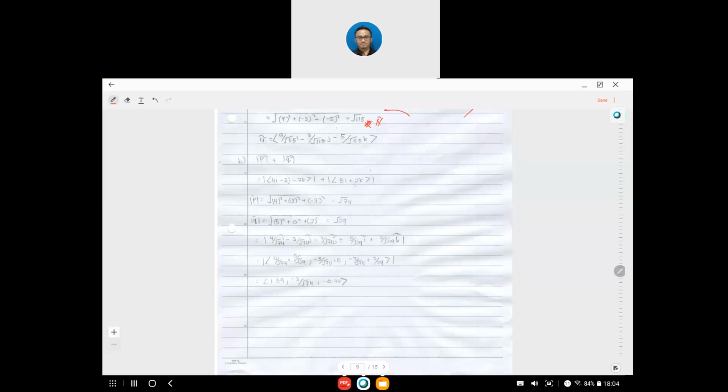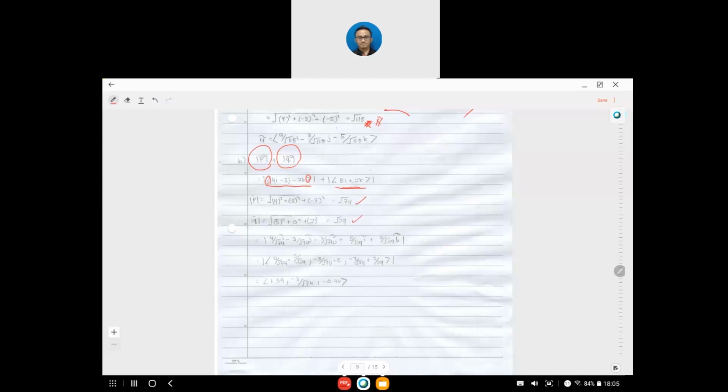Magnitude of P plus magnitude of Q. So this one also same thing. Magnitude is also the same. Choose either one, whether you want to use IJK or these types of bracket. Okay, so magnitude P, you can get square root of 74. Magnitude of Q, you can get square root of 29.